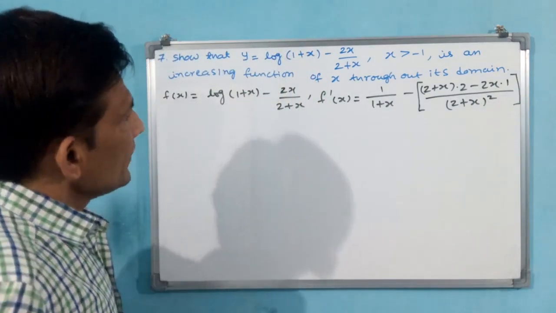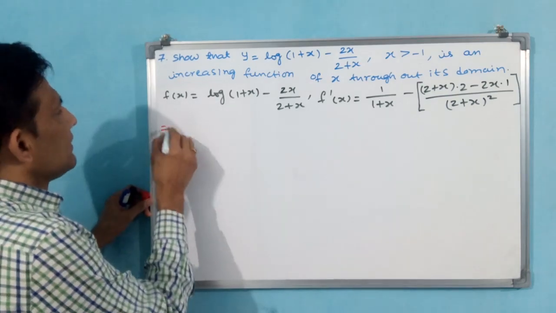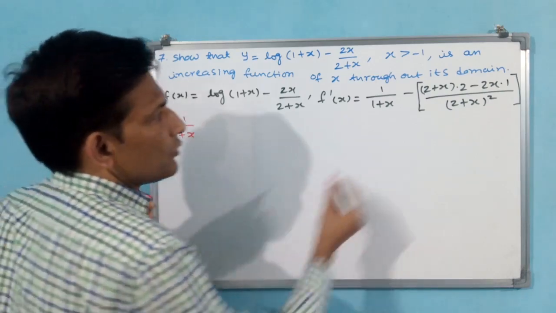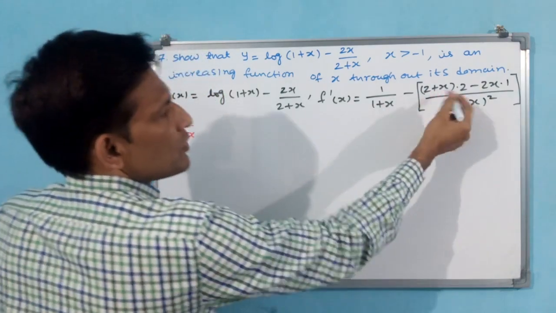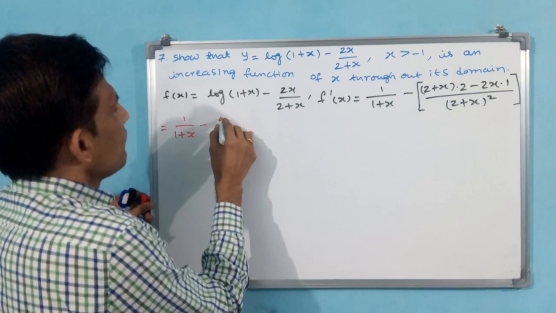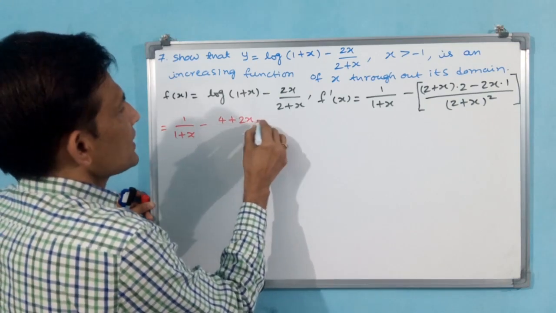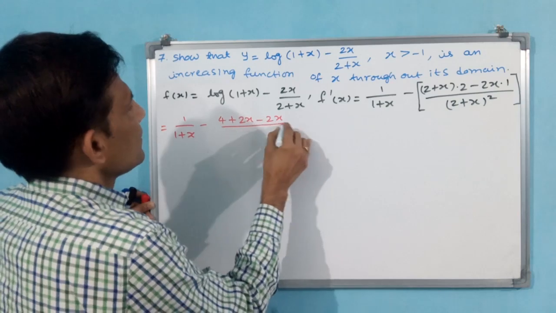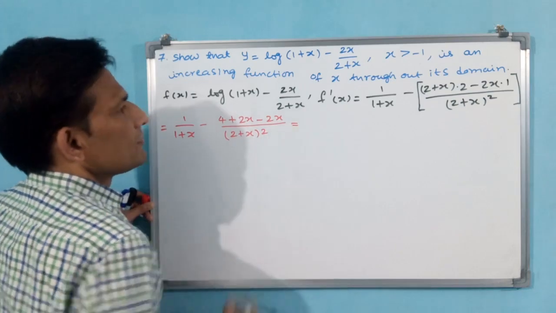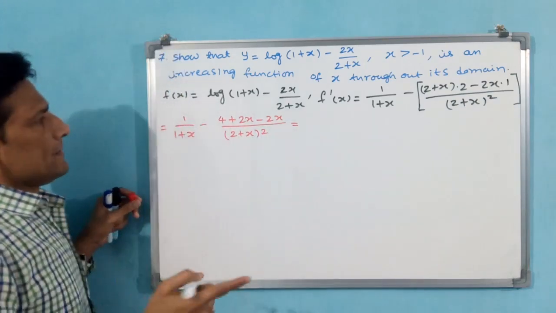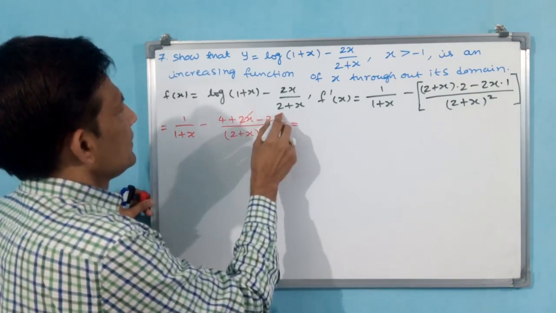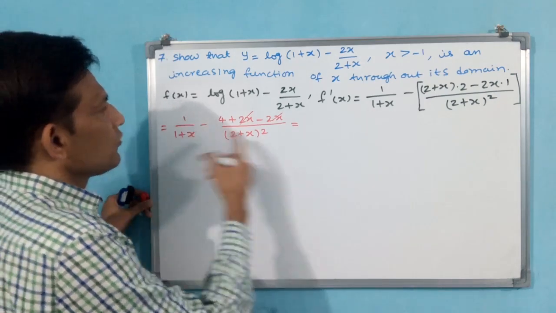Okay. Come again here. 1 by 1 plus x. You see here 4 plus 2x. Why? Because the 2x are going to get cancelled, like minus. 4 plus 2x minus 2x by 2 plus x whole square. Okay. You see the 2x are going to get cancelled. 4 by 2x square. 2 plus x whole square, 2 plus x whole square.